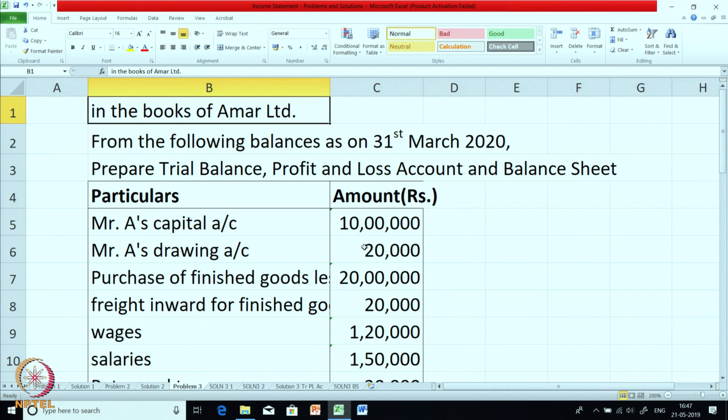Now this is a more interesting item. From the books of Amar Limited, we are going to prepare a trial balance, P&L account and balance sheet. So far in the earlier cases, we have seen how to prepare a balance sheet, and we have also seen how to prepare a P&L. Now we are going to the next step, where for the same case we will prepare a P&L as well as a balance sheet. In fact, we will also prepare one more statement known as a trial balance.